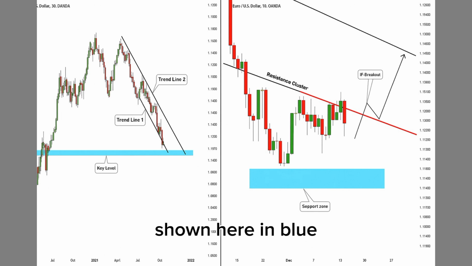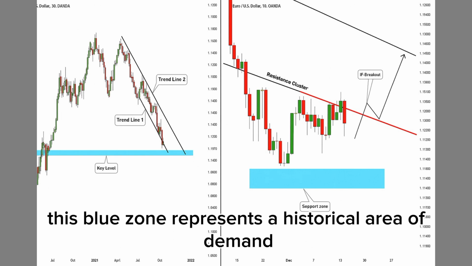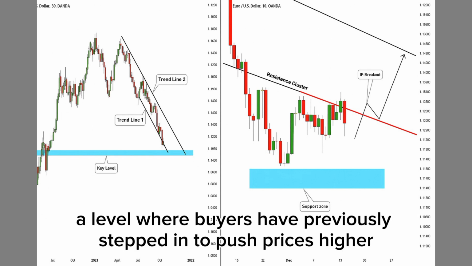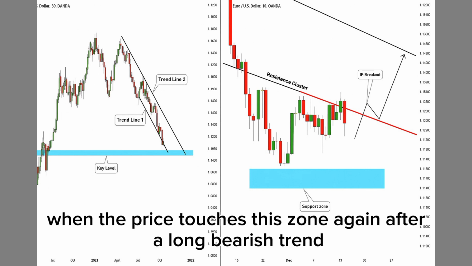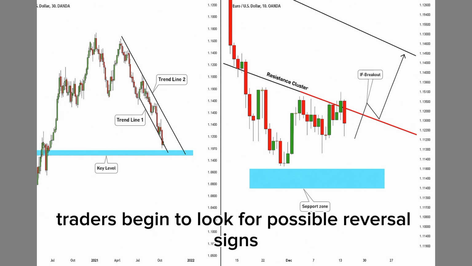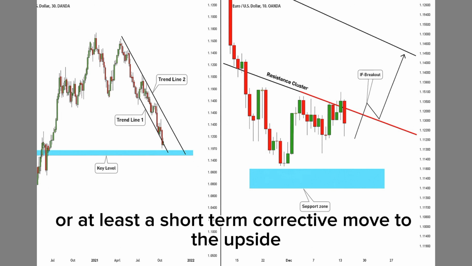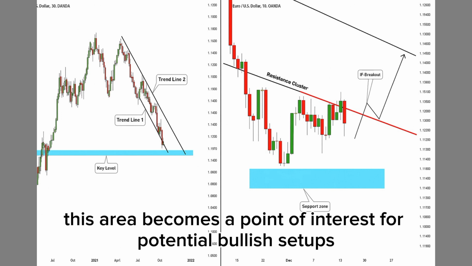here in blue. This blue zone represents a historical area of demand, a level where buyers have previously stepped in to push prices higher. When the price touches this zone again after a long bearish trend, traders begin to look for possible reversal signs or at least a short-term corrective move to the upside. This area becomes a point of interest for potential bullish setups.